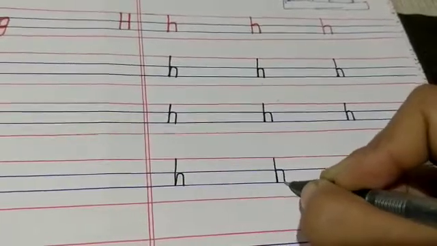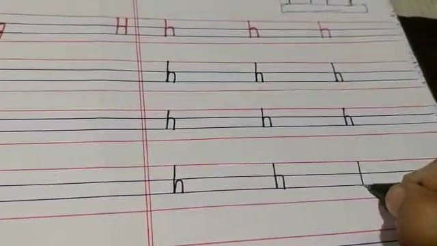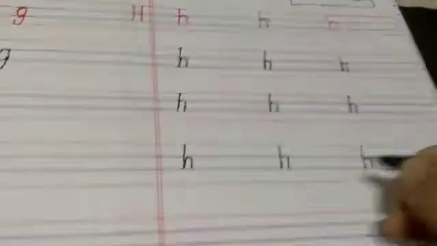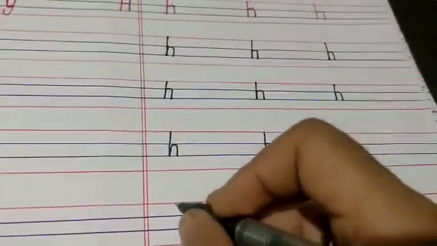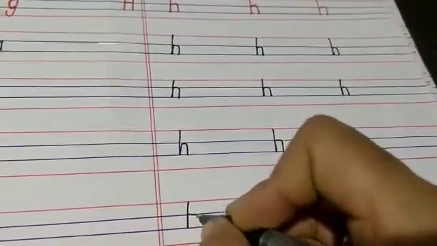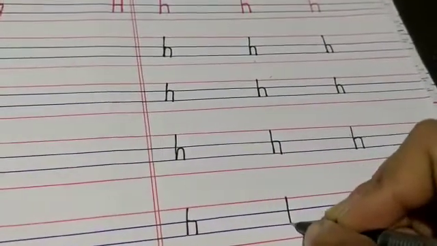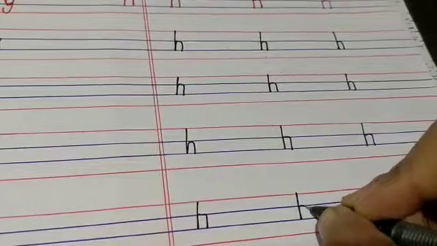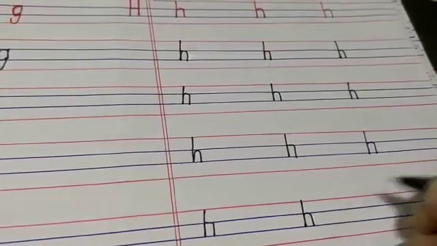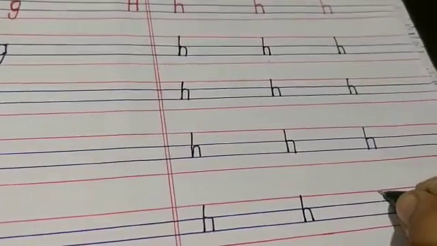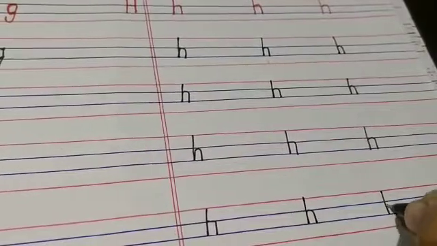H for hut. This is small h. H for hut. Make a standing up line from the top, then make a downward curve line.